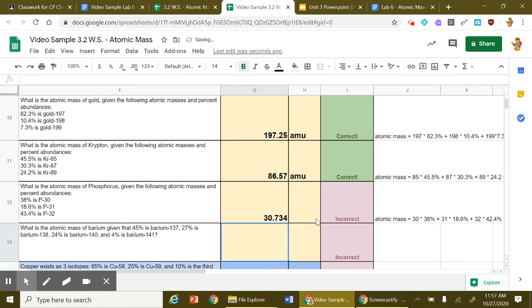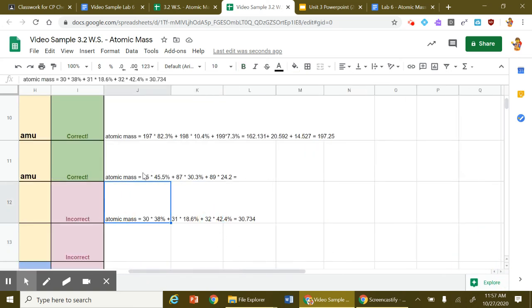30.734. That is incorrect. So somewhere along the way, I messed this up. Let's see where I might have gone wrong. So 30 times 38%. Okay, I did that. 31 times 18.6%, right? Let's see here. So what is going on here? Time to go a bit more in depth. Okay, let's double check this.